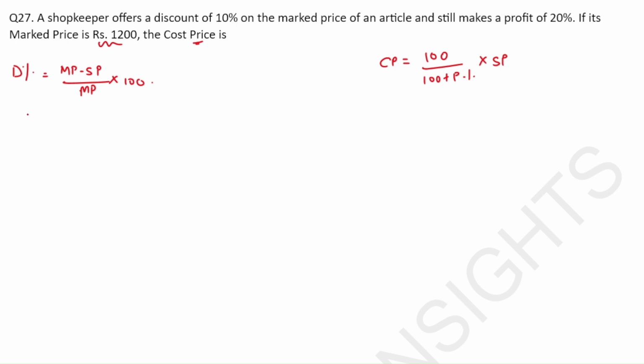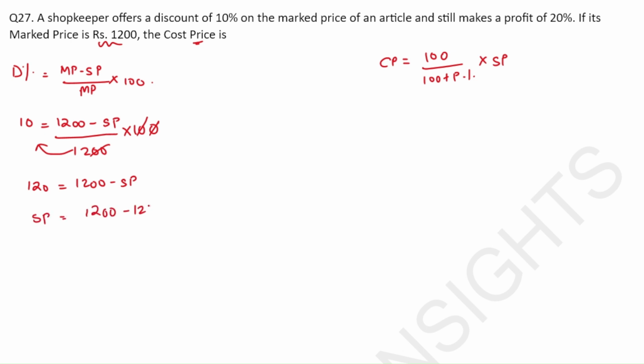So put the values. Discount percent is given as 10. Mark price is 1200 minus selling price, which we don't know, divided by mark price 1200, into 100. Cancel the zeros. So this 12 will go this side, so it will become 120 equal to 1200 minus selling price. Send this SP this side, so that means minus SP will become plus SP, because we are transposing. And bring 120 this side. So SP will get 1080. Now we found the SP.